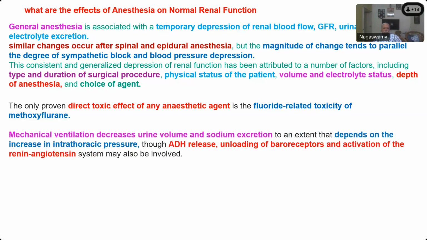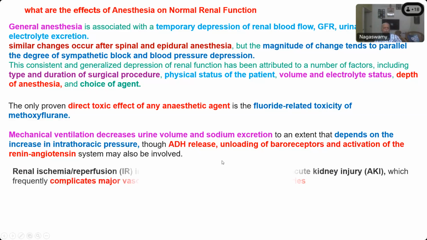Then mechanical ventilation, which we do in our ICU, can also affect normal renal function and sodium excretion, and that depends on the increase in intrathoracic pressure, which will affect ADH release, the unloading of baroreceptors, and activation of the renin-angiotensin system. All are involved when the patient is on mechanical ventilation. So in the earlier days when people started using ventilators, many patients died of renal shutdown and renal complications rather than lung complications.